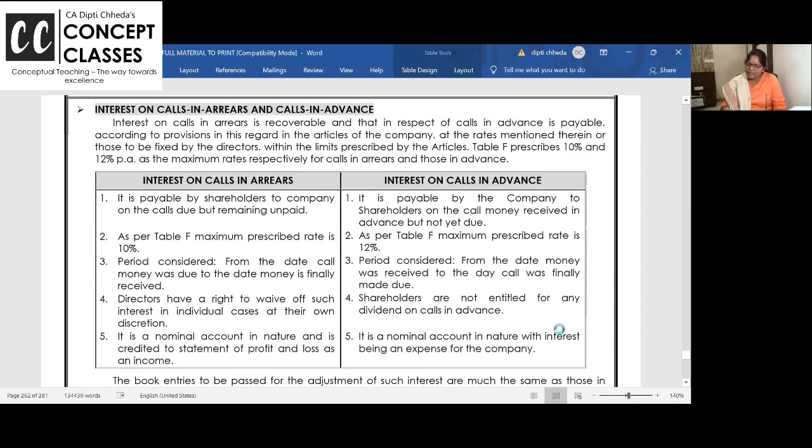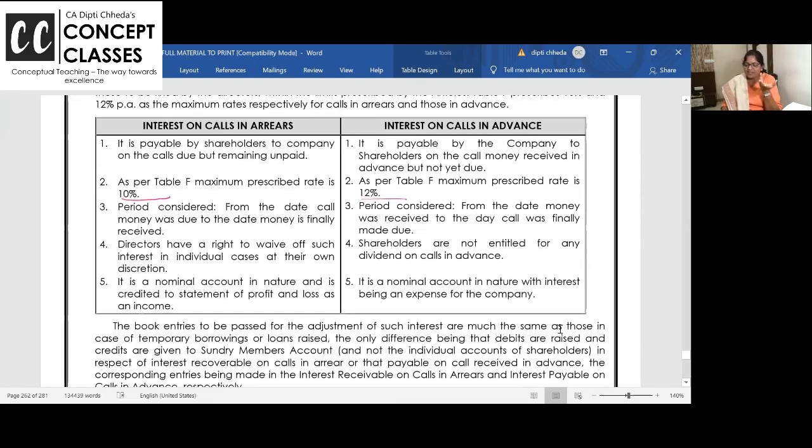Interest on call in arrears is recoverable and call in advance is payable. Underline this. Interest on call in arrears is payable by the shareholder to the company at the rate of 10%. And this we will pay to the shareholder at the rate of 12%. Now this is a loss to the company. Rates are fixed as per Companies Act 2013. That if you receive the amount late, call in arrears, you charge 10% interest from the shareholder.